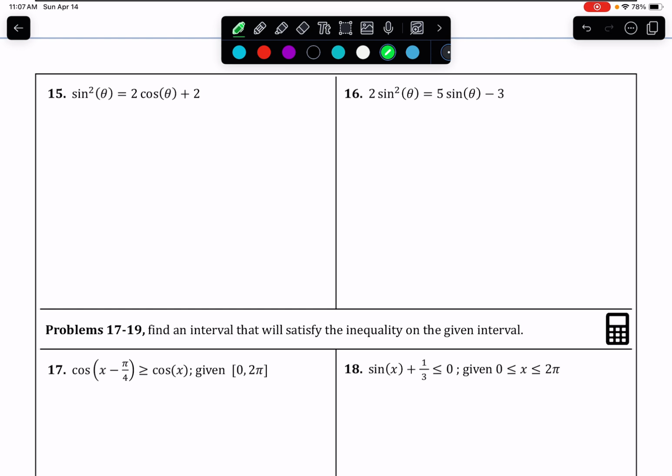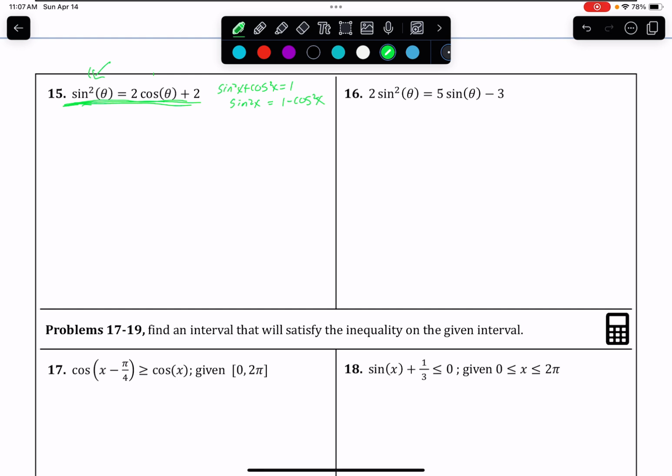So if I look at number 15, and always take a second to look, I don't have a sine and a sine. I have a sine and a cosine, so I'm not going to use a quadratic pattern. I need to get the same trig function, like sines are all cosines. I do know that if I use the Pythagorean identity, sine squared x plus cosine squared x equals 1. So I can rewrite sine squared x as 1 minus cosine squared x, and then maybe I can use the quadratic pattern or something like that.